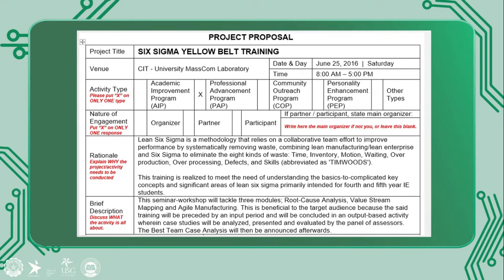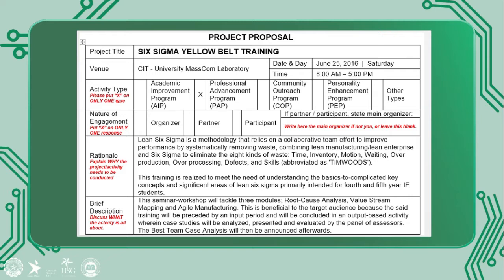What is the nature of engagement? Are you the organizer, the partner, or the participant? It's good that you define first what your role is in that project. If it's a partnership, identify yourself as a partner, not the lead organizer. Then you put the rationale. The rationale explains why the project or activity needs to be conducted. It is always important to know why you're doing this. In the rationale part, make sure you are able to write down why you are doing this and why it is important.